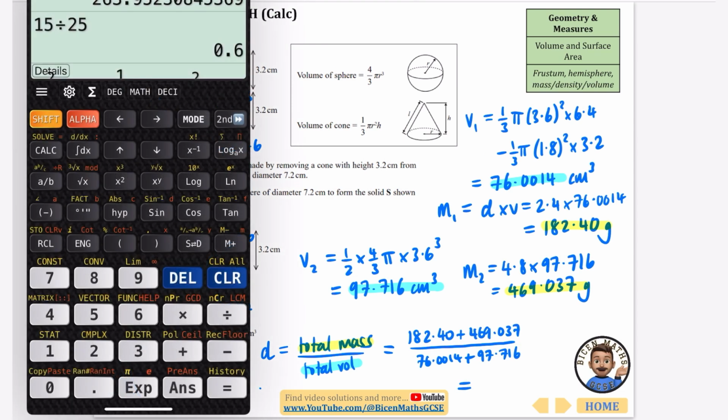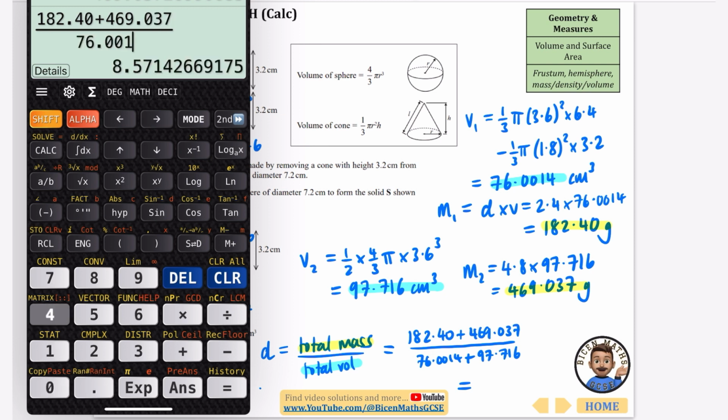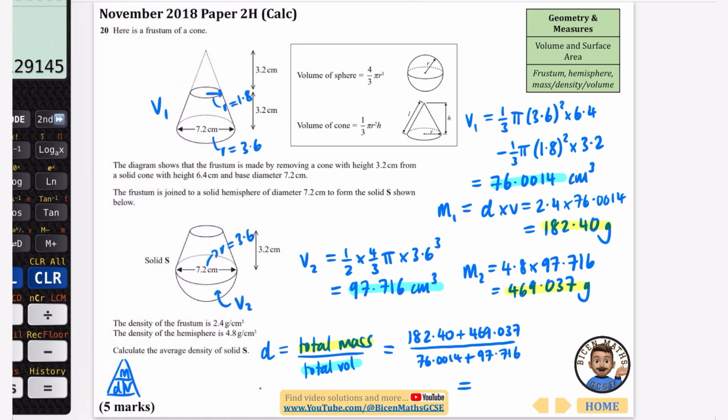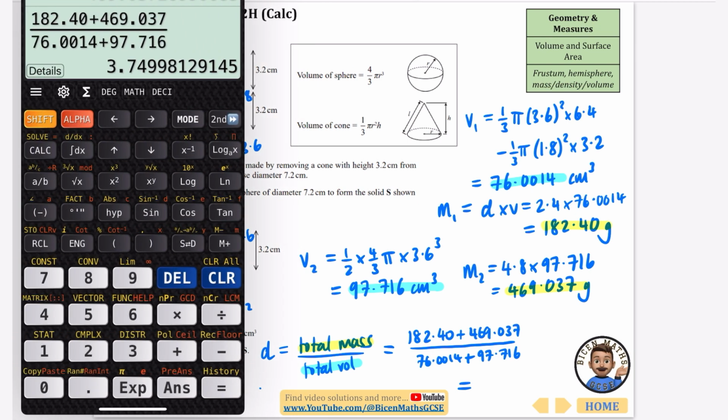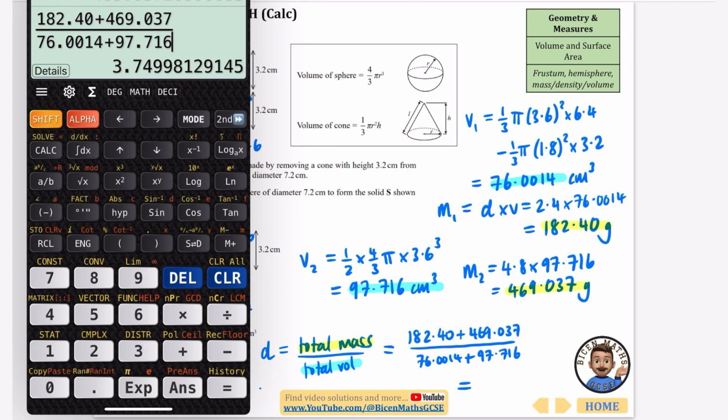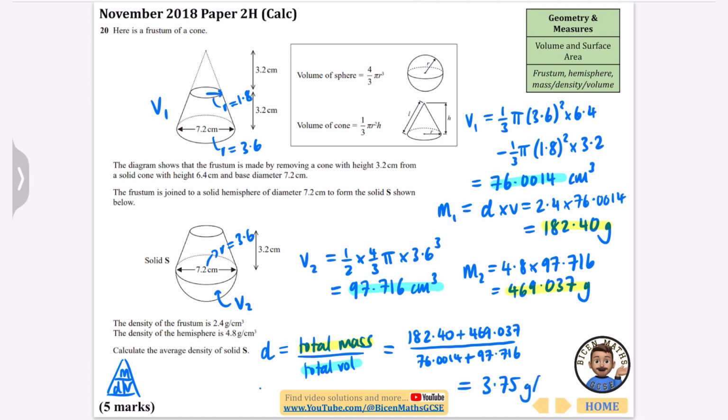So, as a fraction, we're going to have the 182.40 plus 469.037, all divided by 76.0014 plus 97.716, and we get to, what does it want it to? It doesn't say to any particular thing. I'm going to give it to 3 significant figures. I'm going to do 3.75, and the units of that are going to be grams per centimetres cubed, and that is to 3 significant figures. A very, very challenging question that we've got there.